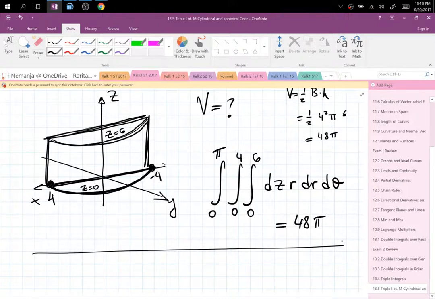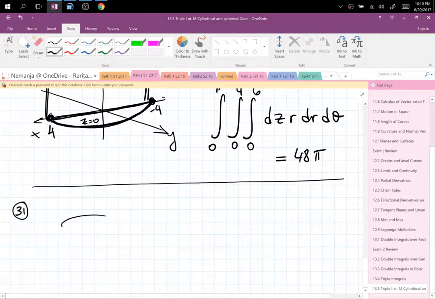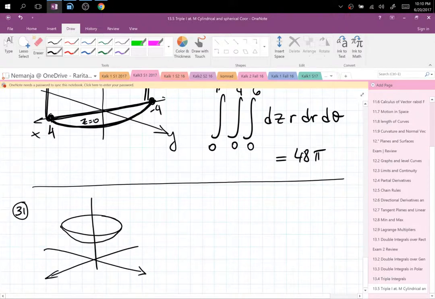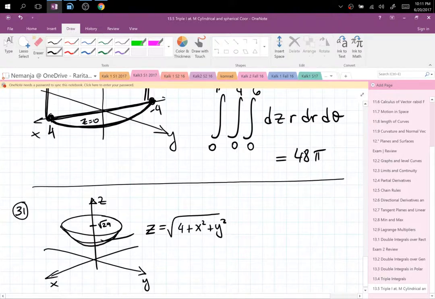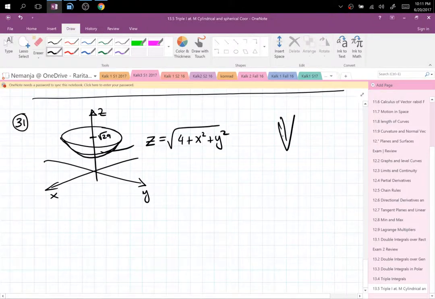So let's see, as the grand finale over here, this is a problem from the textbook, 31. They have this shape suspended in space. That's square root of 29. And the bottom is given as z equals the square root of 4 plus x squared plus y squared. What's the volume? What does the root 29 represent? Root 29 is where the flat ceiling is.